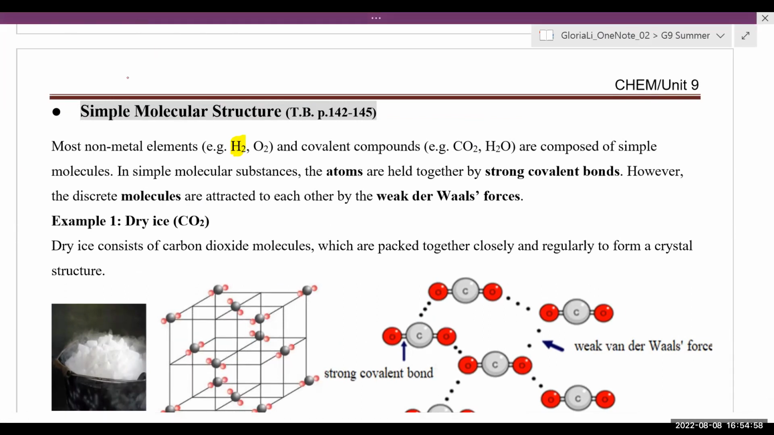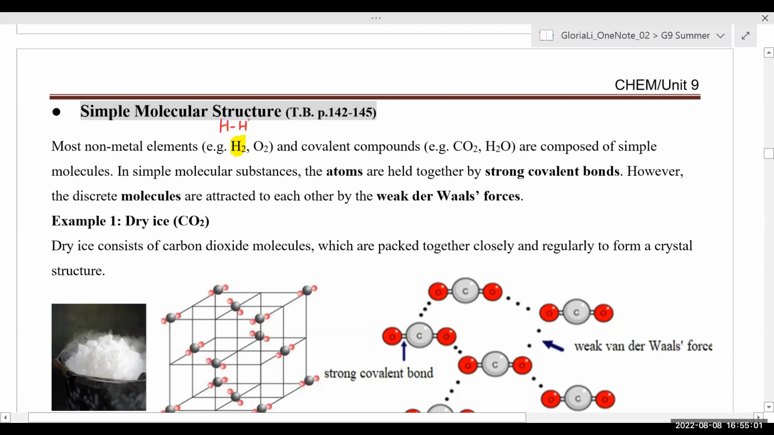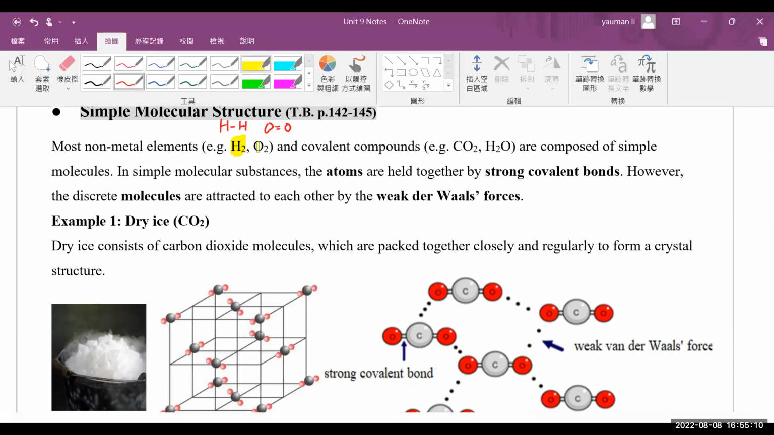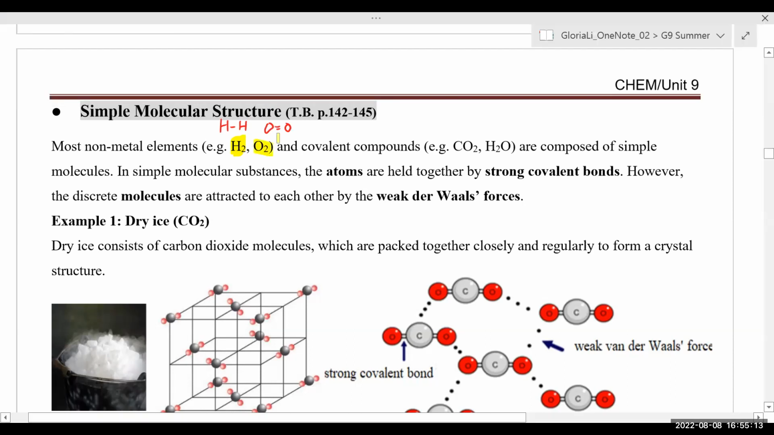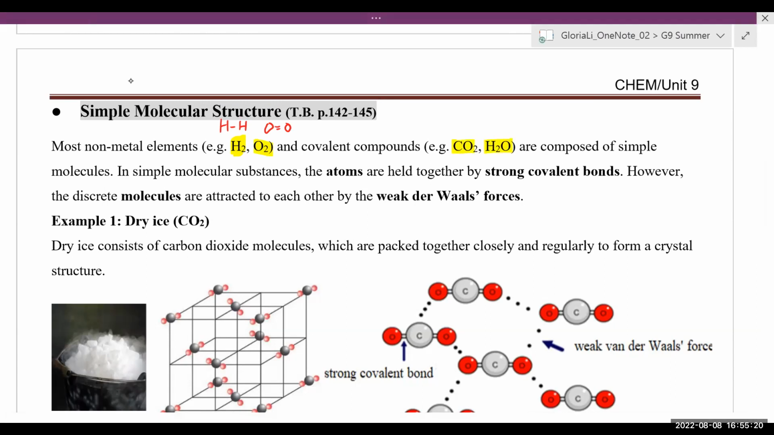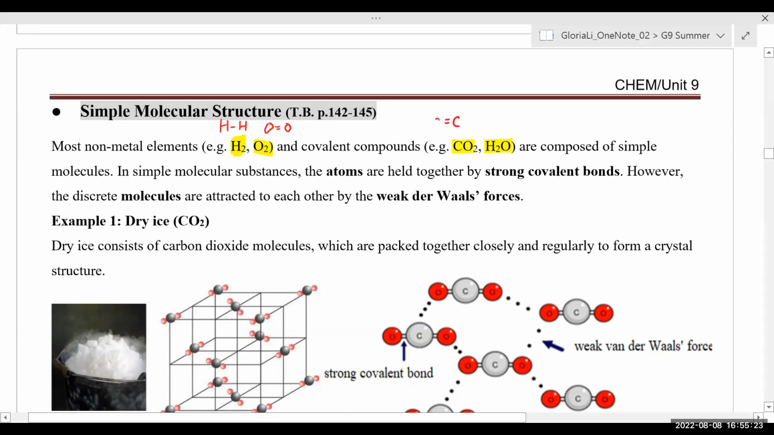So I hope you still remember the structural formula. It will be H-H, right? So that is the single bond between hydrogen atoms. And then for oxygen, there will be O=O. So O2, also the atoms bonded with strong covalent bond. And some of the other compounds, just like carbon dioxide and water, still remember the structural formula? So carbon dioxide will be O=C=O, and H2O will be H-O-H. So these are the covalent substances formed by non-metal elements.